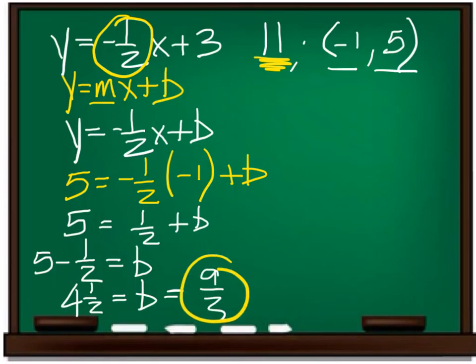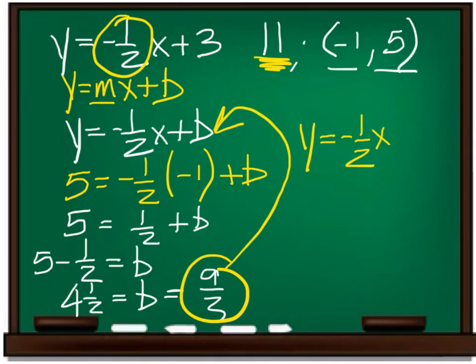And plug this back into here to get y equals negative half x plus 9/2.